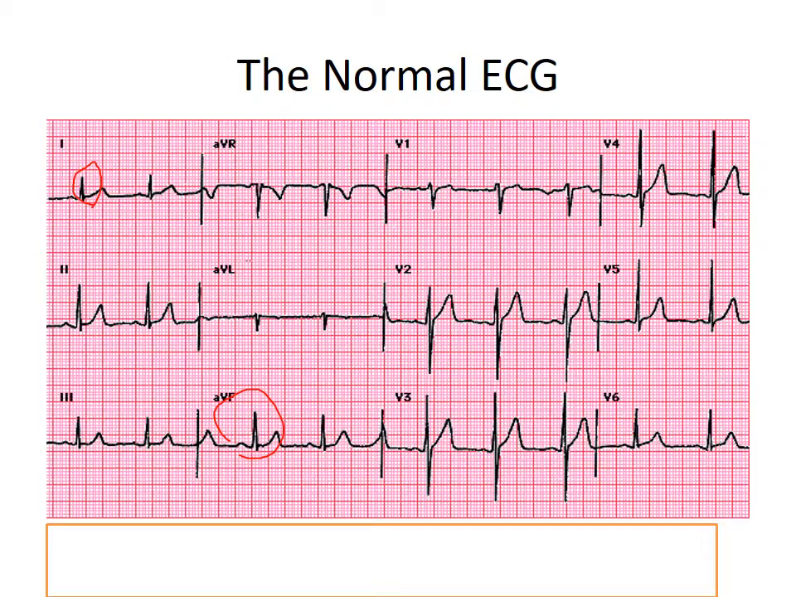What about infarcts? Are there any ST elevations? And for that matter, are there any ST depressions, which is also ischemia? Nope. The ST line is right where it should be, along with the PR interval, basically. So it's right at baseline.